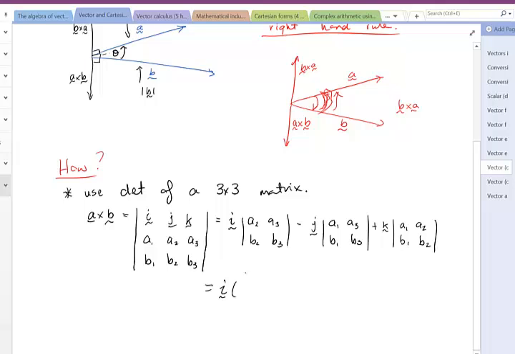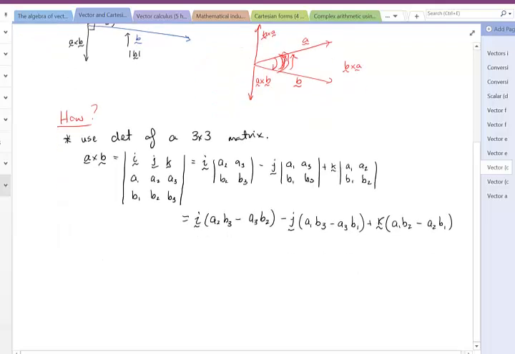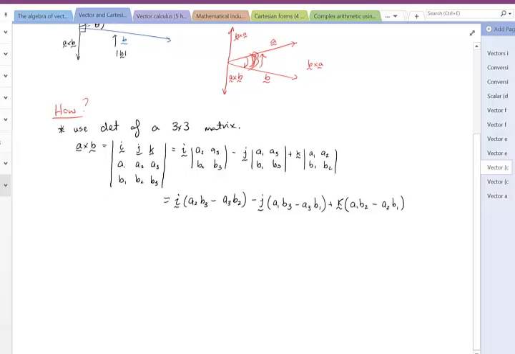So this becomes I(A2B3 - A3B2), subtract J(A1B3 - A3B1), and then we add on K multiplied by (A1B2 - A2B1). Okay, so it's as simple as that. That's how we get the vector cross product using the determinant of a 3x3 matrix.